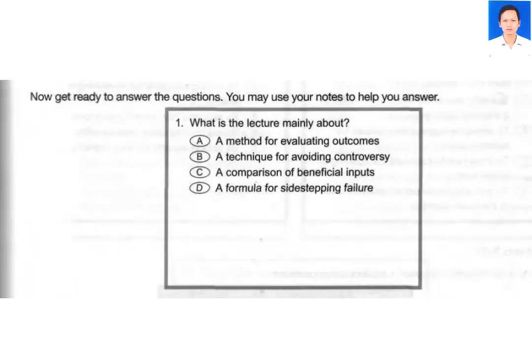Now get ready to answer the questions. You may use your notes to help you answer. 1. What is the lecture mainly about?